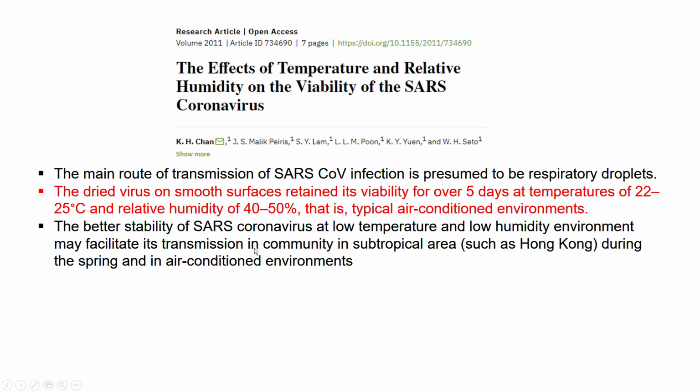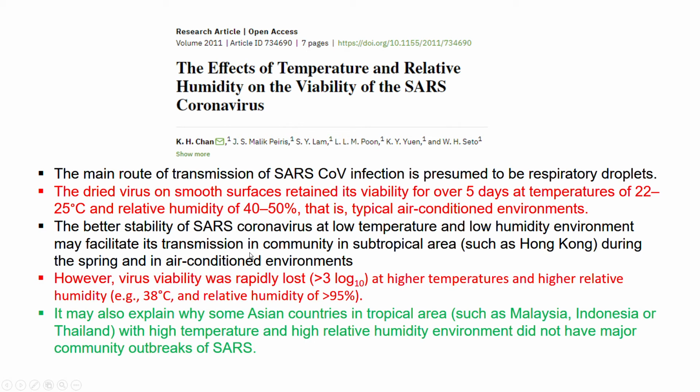And we observed that more or less the same results were happening during the SARS outbreak. This study also found that the virus viability was rapidly lost at higher temperatures and higher relative humidity. For example, at a temperature of 38 degrees centigrade and relative humidity of more than 95%, the viability of the virus was greatly lost.